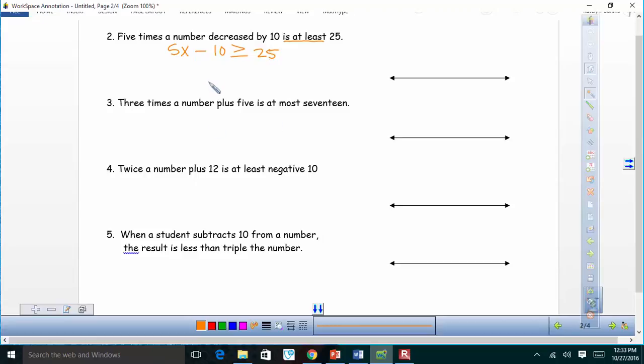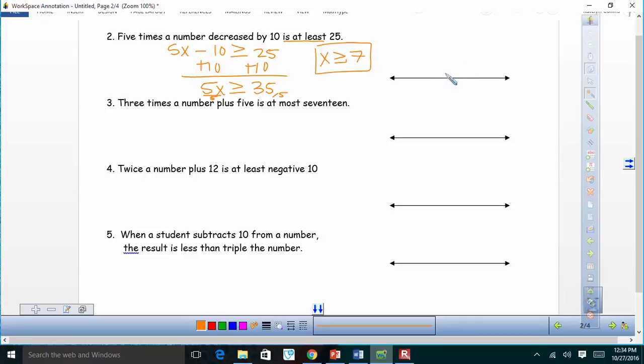Okay, so from here we need to solve for x. So what would we do first? Add 10 to both sides. That gives us 5x is greater than or equal to 35. We divide by 5. And x is greater than or equal to 7.